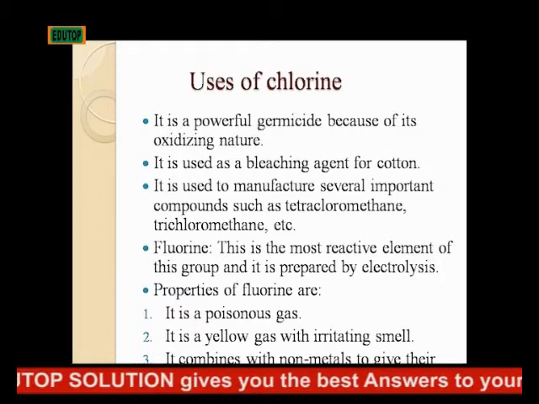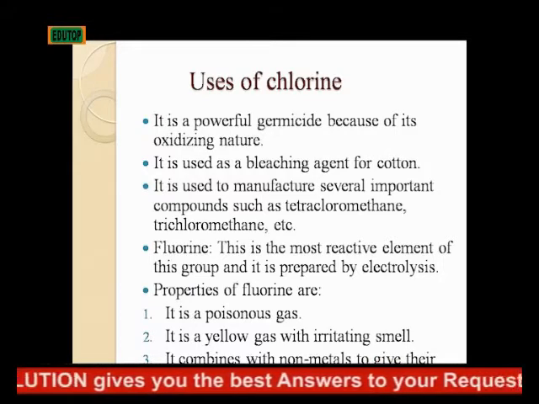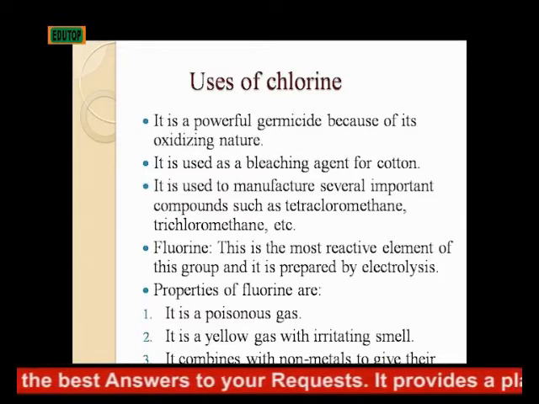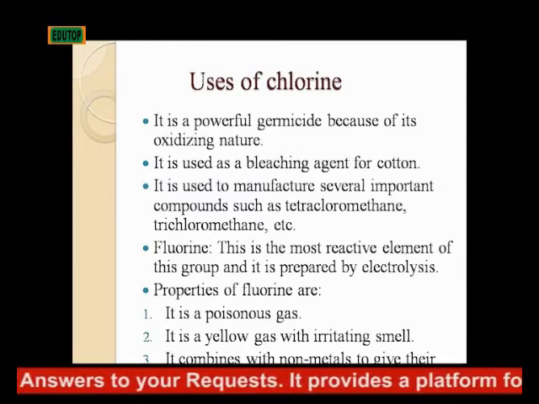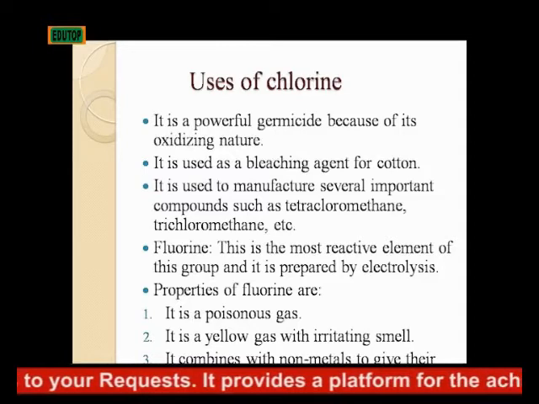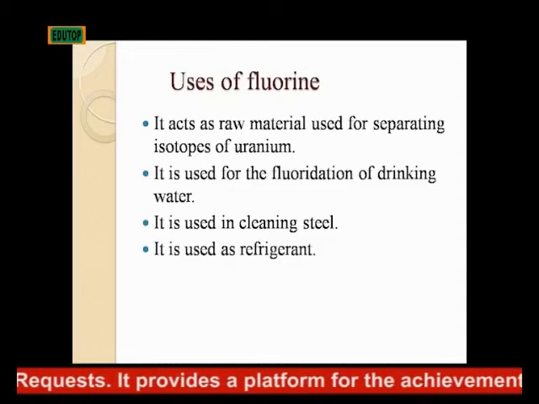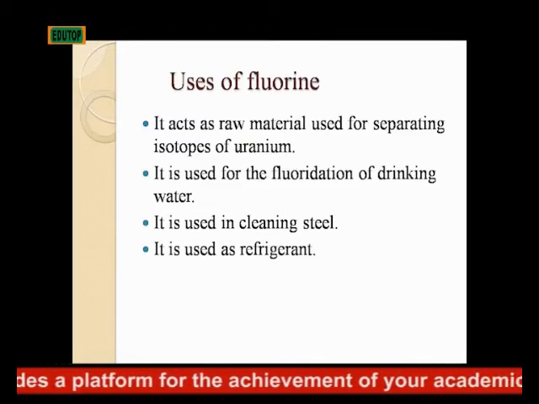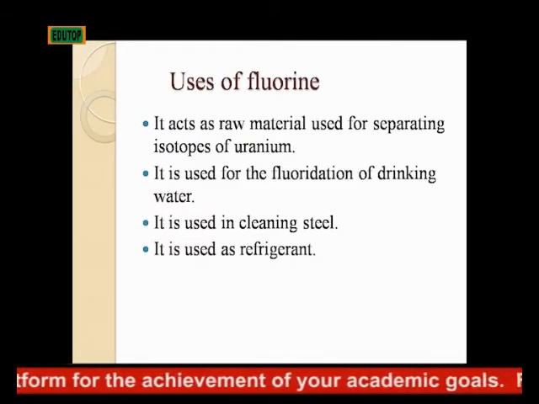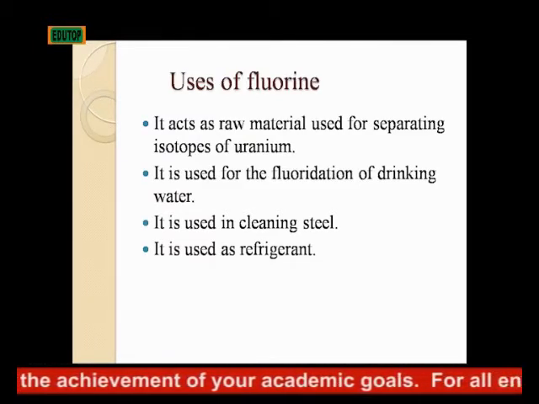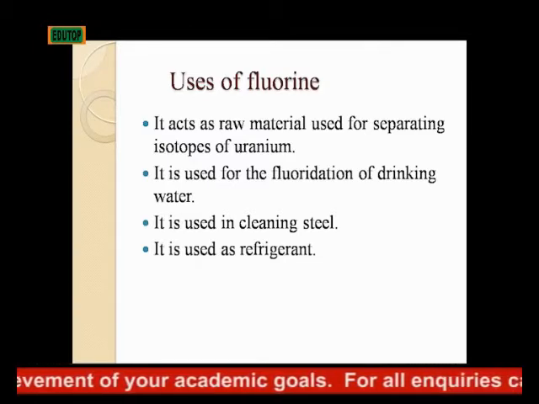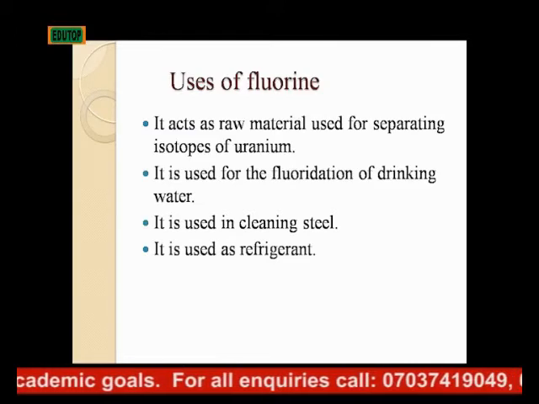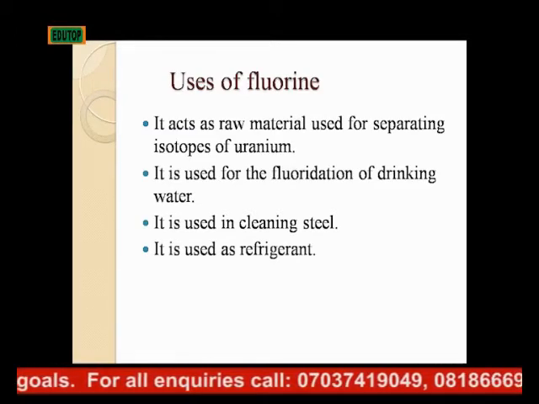Properties of fluorine: 1. It is a poisonous gas. 2. It is a yellow gas with irritating smell. 3. It combines with non-metals to give their respective fluorides. Uses of fluorine: 1. It acts as a raw material for separating isotopes of uranium. 2. It is used for fluoridation of drinking water. 3. It is used in cleaning steel. 4. It is used as refrigerant.